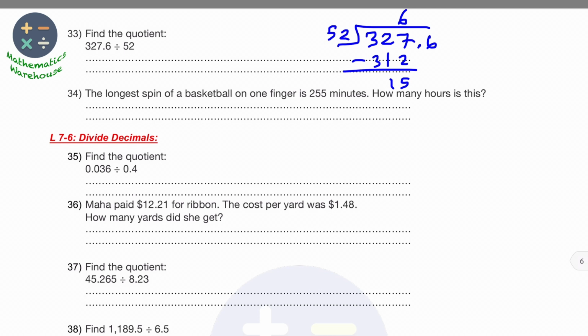Put the point up and bring down 6. Now 156 divided by 52 equals 3. 3 times 52 equals 156. So the answer is 6.3.